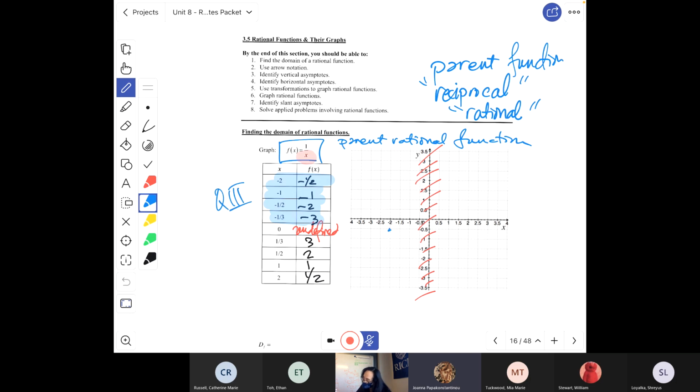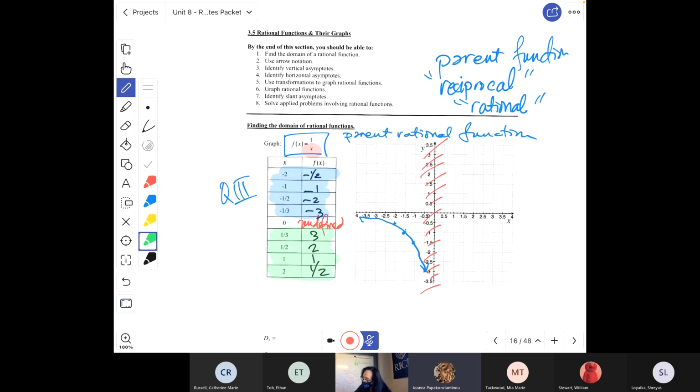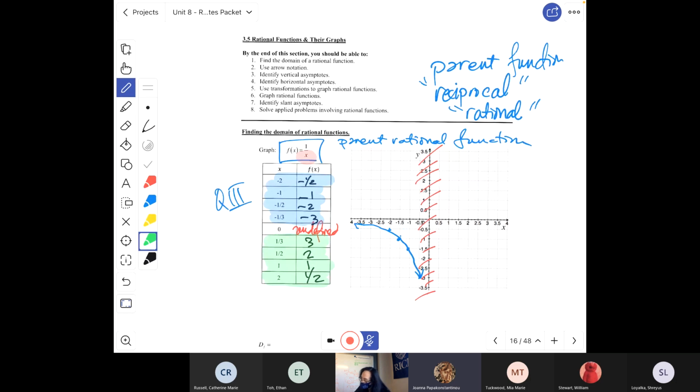Because as you get closer to 0, the y value goes... Well, it depends which way you're approaching it, right? So it's going to look like this here. And then as soon as I get to the other side of x equals 0, I'm going up the other way. It's like the opposite. It goes like this.